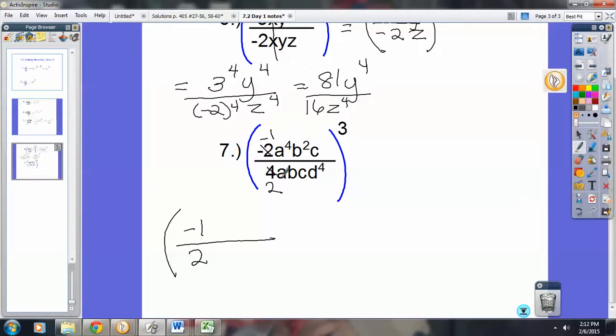A to the 4th divided by A is A to the 3rd. B to the 1st, 2 minus 1. What's going to happen to C's? They cancel. And D, nothing is there to simplify with the D, so it stays in the denominator. All that is going to be cubed.